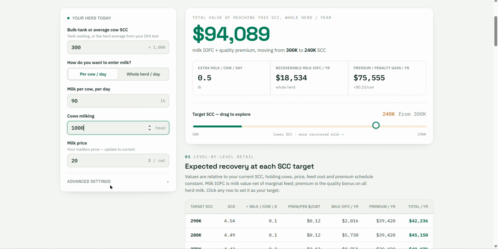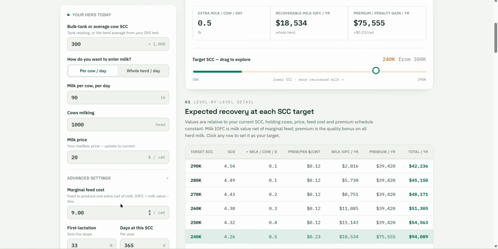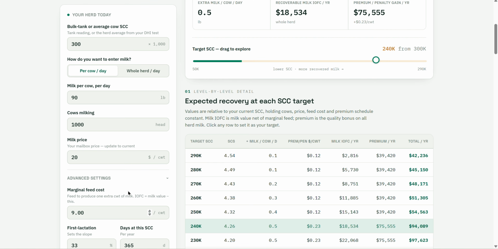Below the main inputs is an advanced settings panel, which expands when clicked. It holds 3 parameters. Marginal feed cost is the feed required to produce 1 additional hundredweight of milk. Income over feed cost is milk value minus this figure. The default is $9 per hundredweight.